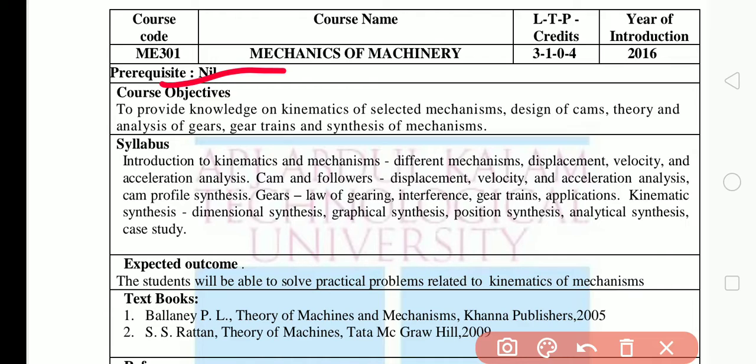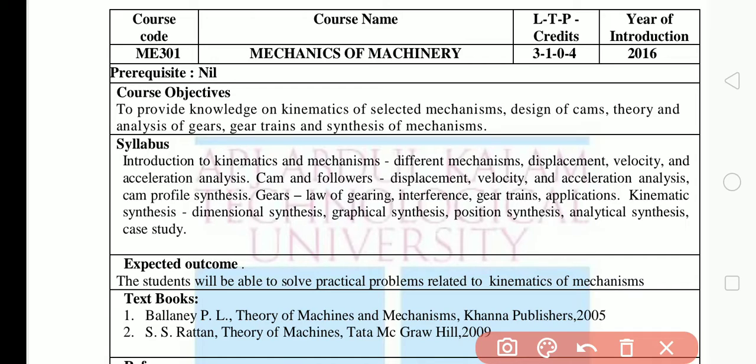So next is coming to the course objectives. Next one is course objective. That means what is the objective of this course, that is clearly mentioned in the syllabus. So you can read that objective here. So to provide knowledge on kinematics of selected mechanisms, then design of cams, theory and analysis of gears, then gear trains and synthesis of mechanisms. So this is the objective of this course. So this course is meant to teach you these things.